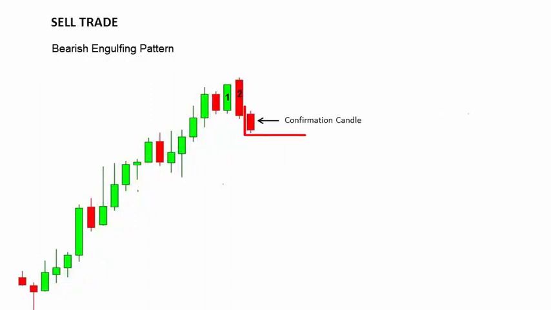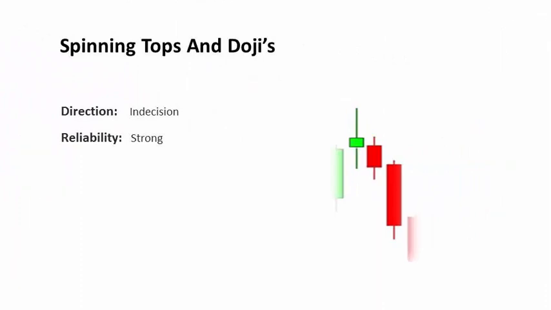The confirmation candle is the candle immediately following the bearish engulfing pattern. For a bearish market, the confirmation candle should be red, and your stop loss will go at the highest point of the engulfing formation. Let's move on to the next candle pattern, which are the spinning tops and the dojis.